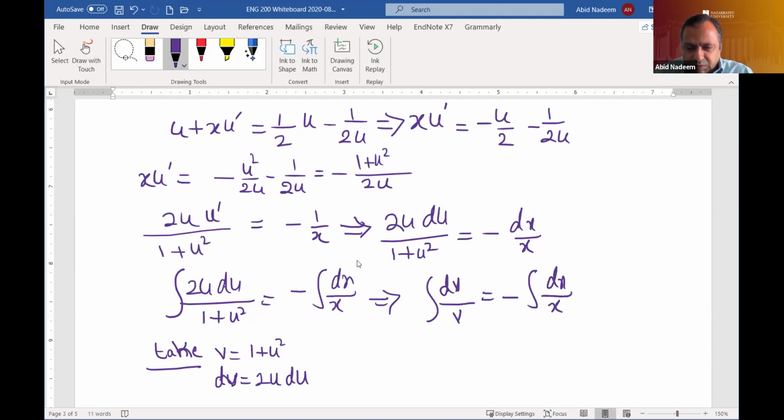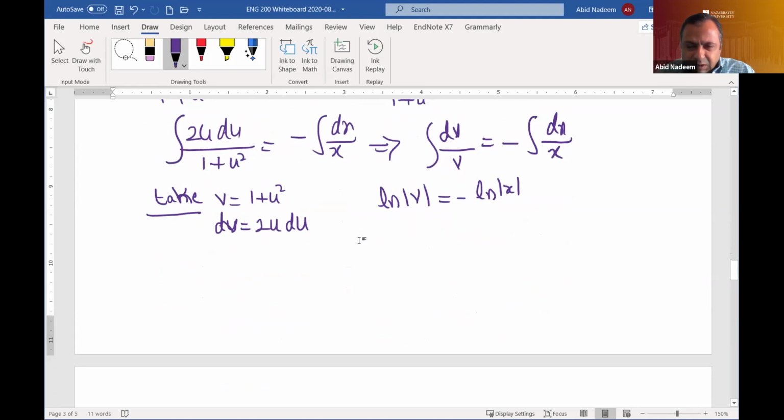Okay, so now we know that the integral of 1 over v is equal to log of v, and this will be log of x. Now we can further simplify it. Now the value of v is 1 plus u square, and then plus a constant, and minus log of x is equal to, we can take this minus sign inside, log of 1 over x, and then it will be c.